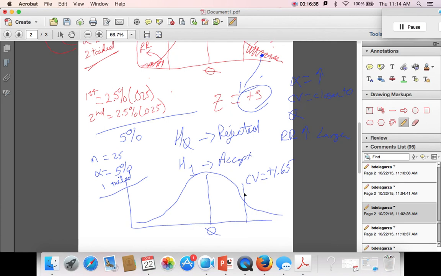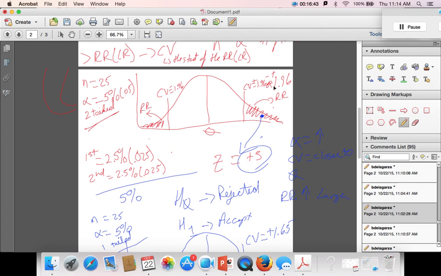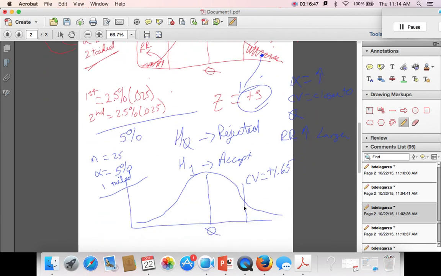My critical value, now if you notice, gets smaller and closer to 0. Here, it got larger and farther away from 0. And my region of rejection also gets larger. Why does my region of rejection get larger? Because my critical value gets closer to 0 in this particular case.